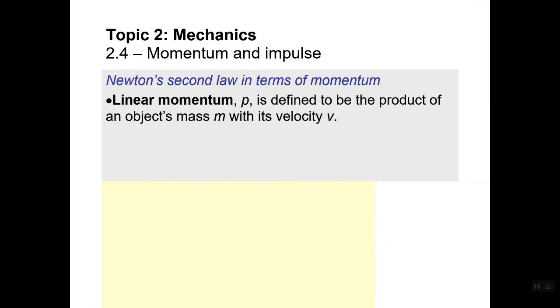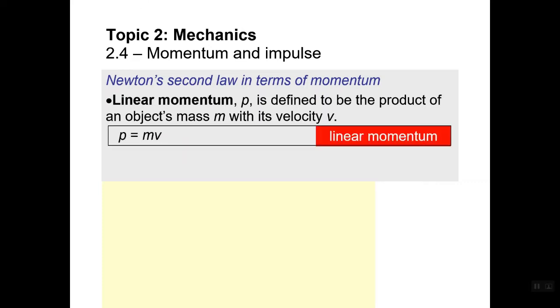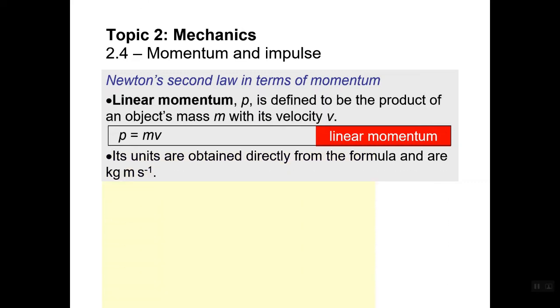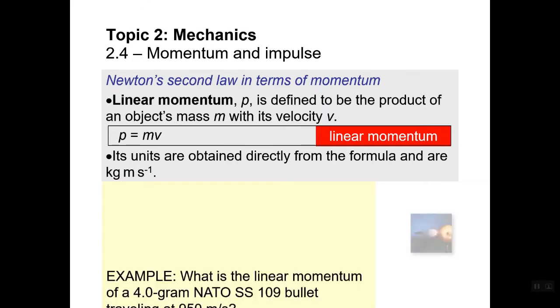Newton's second law in terms of momentum. So we're going to define a linear momentum p, which is the product of mass and velocity, or mass times velocity. The unit of mass is kilogram and the unit of velocity is meter per second, so the unit of linear momentum is kilogram meter per second.